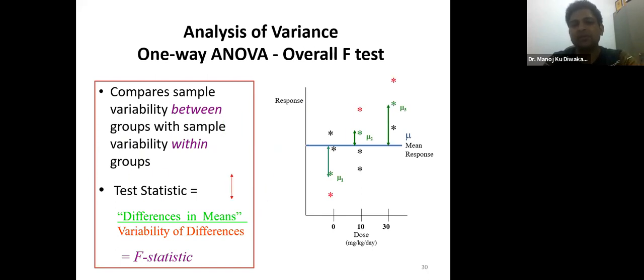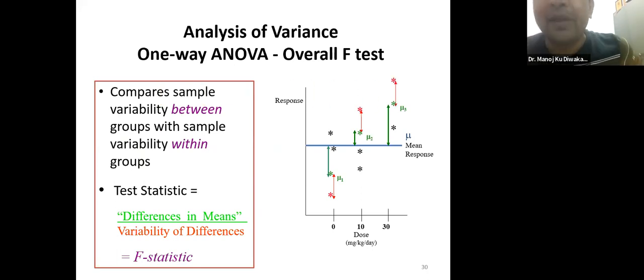So this is basically what I'm trying to do here in the analysis of variance. This picture is itself telling you that you want to minimize these kinds of errors.